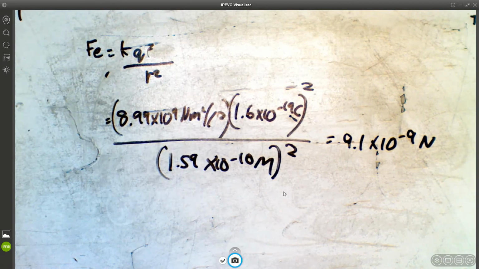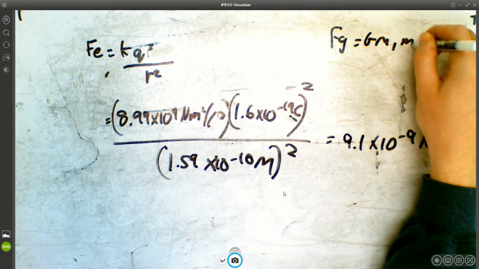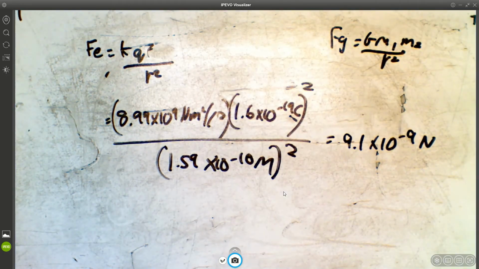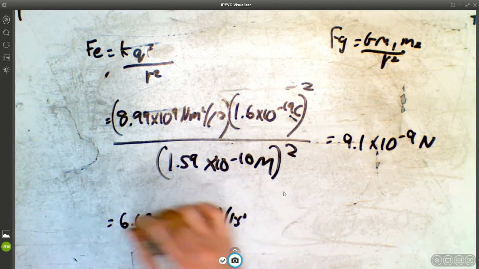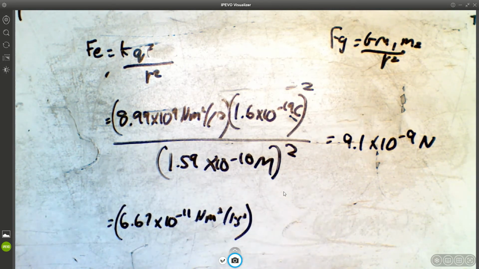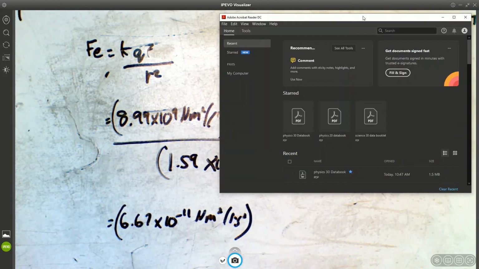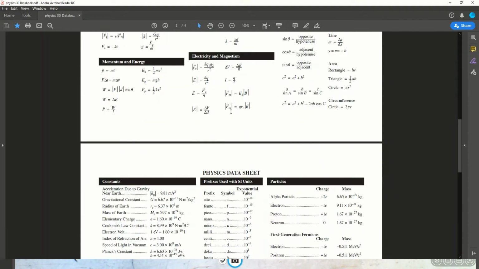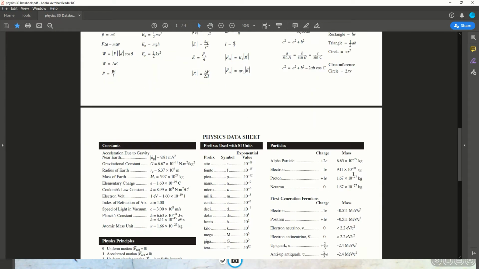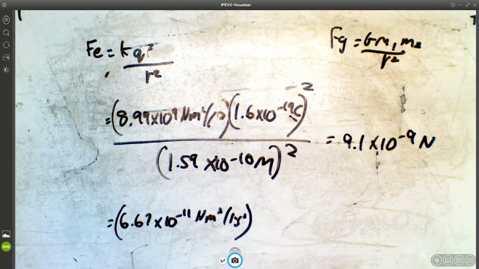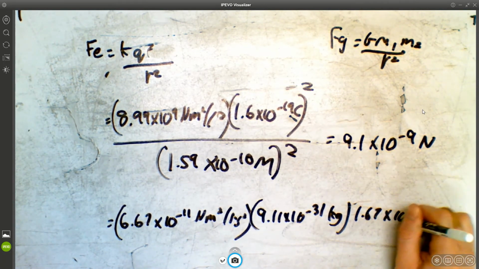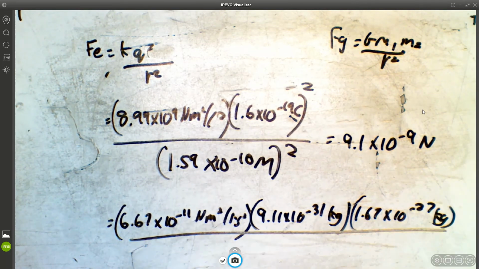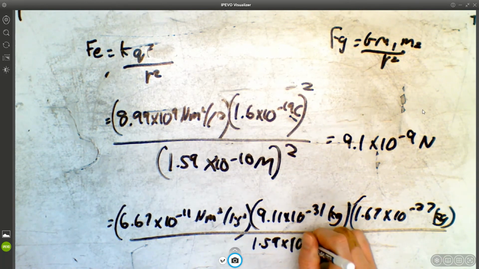So let's calculate that. We're going to use Fg equals G m1 m2 all over R squared. Let's do it down here. 6.67 times 10 to the negative 11 newton meters squared per kilogram squared. The masses are different, so I need to put them both down. Remember that the masses are both in our data book. If I open up our data book here, you have the charge and the mass of protons and electrons. So that's where I'm getting them from. 9.11 times 10 to the negative 31 kilograms is an electron, and 1.67 times 10 to the negative 27 kilograms is a proton, and they're separated by 1.59 times 10 to the negative 10 meters.